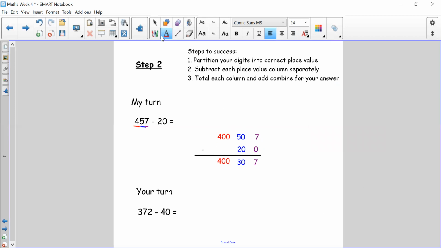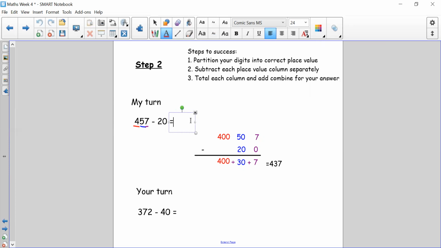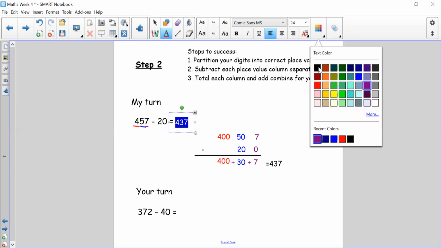Excellent. Now I need to combine these all together because I can't leave them as they are. 400 plus 30 plus 7 equals 437. Okay, that is my answer. So my answer to 452 take away 20 is going to be 437. So make sure you come back and fill in your answer correctly for your number sentence.